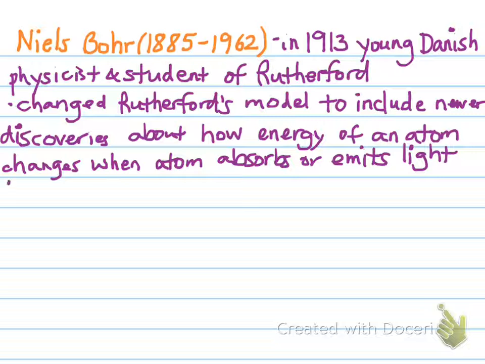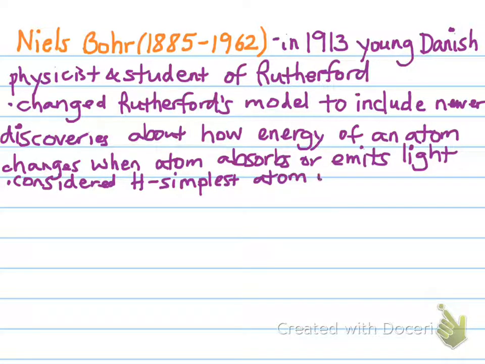Now, Bohr considered hydrogen. So he's going to study hydrogen because it is the simplest atom with only one electron. So Bohr decides he's going to start simple. He's going to try to explain what happens with hydrogen. Okay? So he purposely chooses the simplest atom there is.